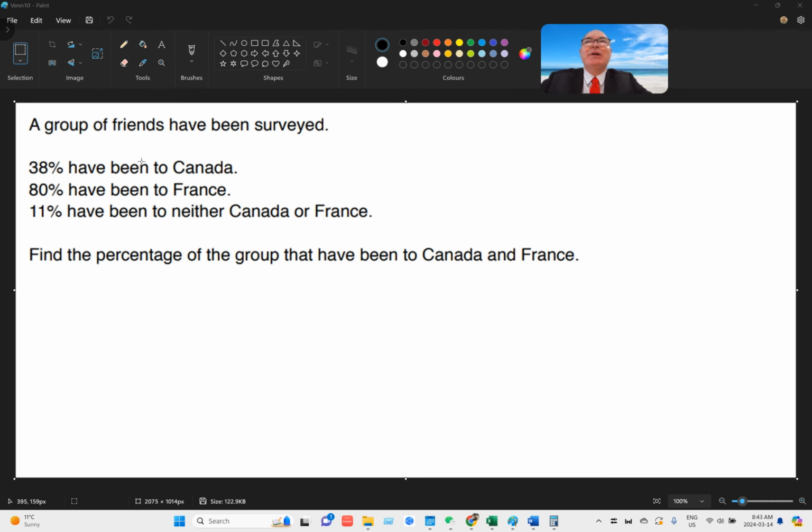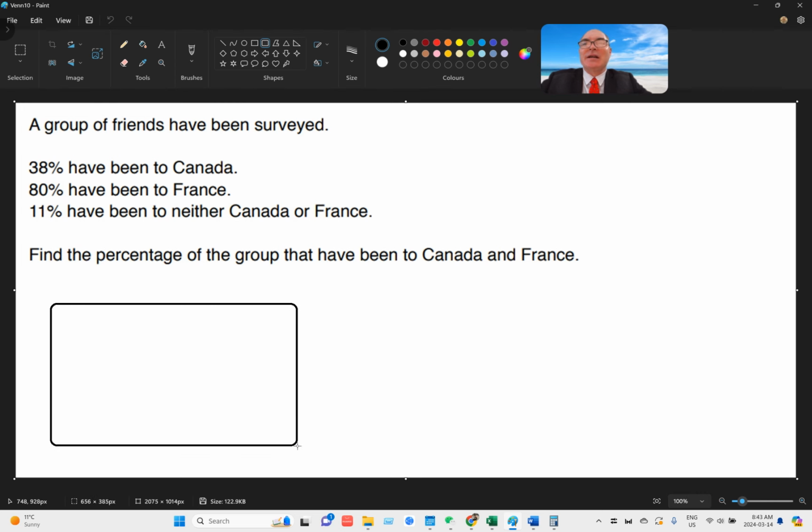Okay, well, we need to set up our Venn diagram. And we've got a small problem here because I'd like to say how many are in our universal set, and I don't actually know. It almost seems like a bit of a problem, but it's not really. We'll see in a moment.